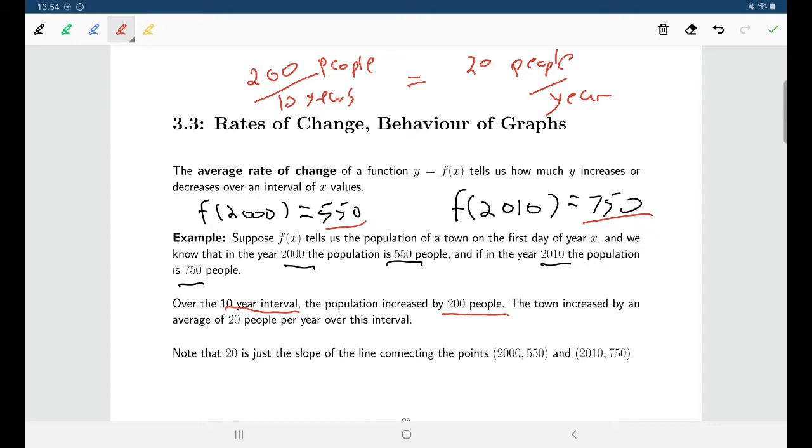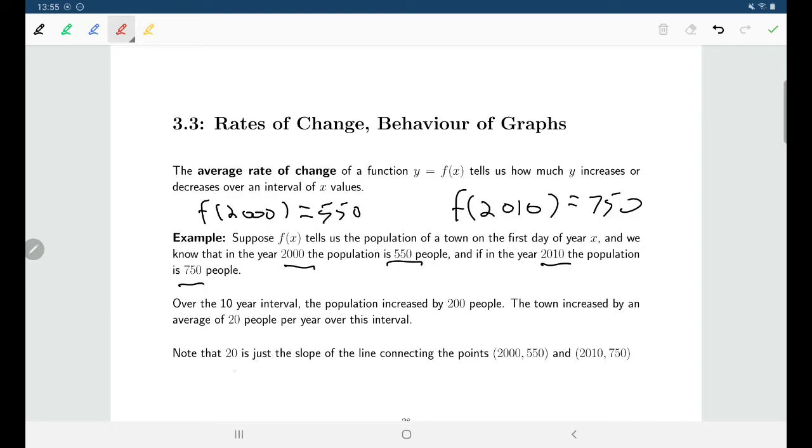Now, as far as what this does for the graph of this function, if you're really thinking about this measurement that I have here of people per year, people is a measurement of the y value for our function. So in other words, this is how the y value has changed. And years, those were the values for x. In other words, we're essentially finding a slope yet again. When we're looking for this average rate of change in people per year, we're looking for how the y value changes as the x value changes.